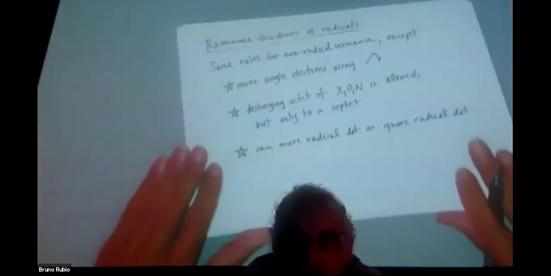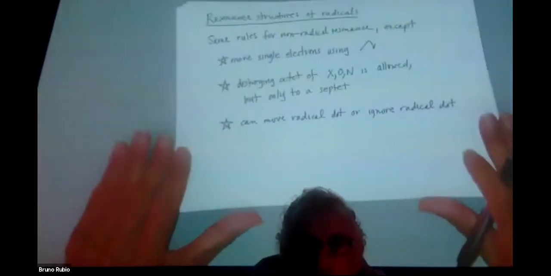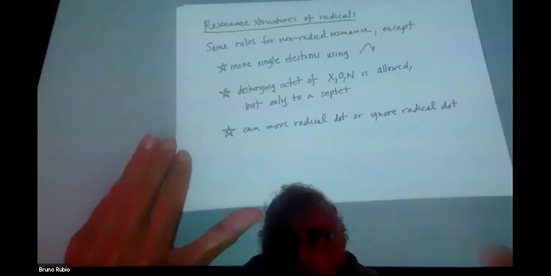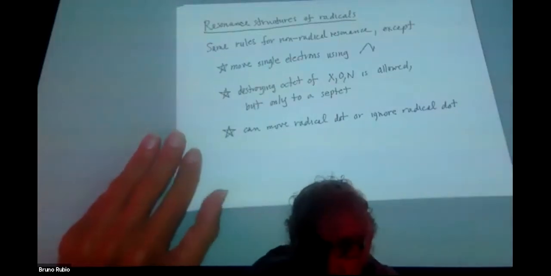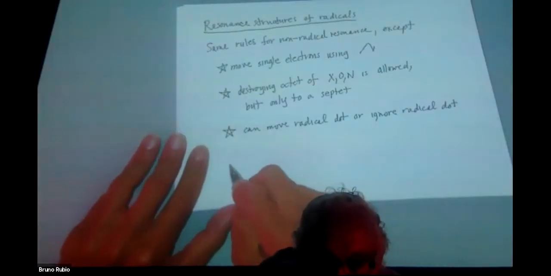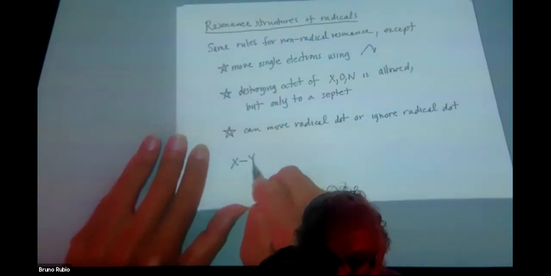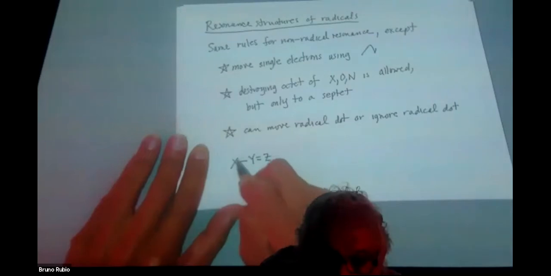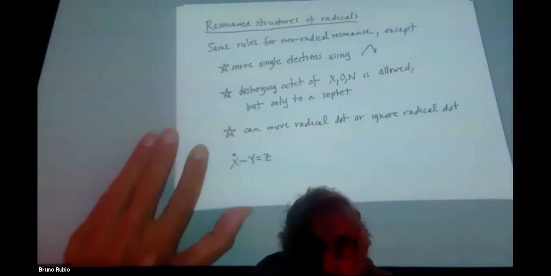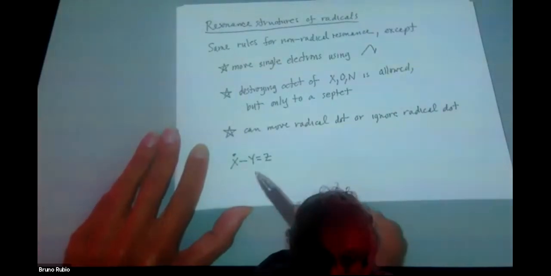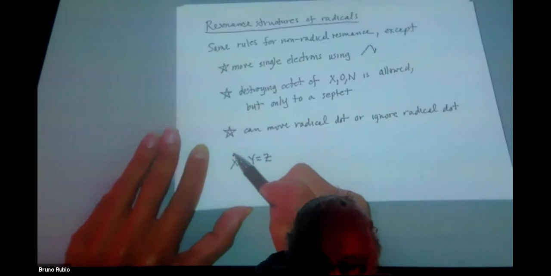Before we do this, let me just show you what the most common motifs will be. What will be the moves that you're doing? The common motif would be you have X, Y, and Z. I'm just going through what would be the most common things that we do when we're writing resonance structures for radicals.